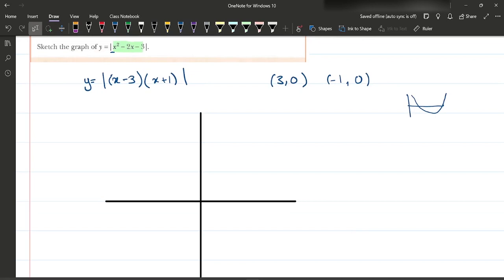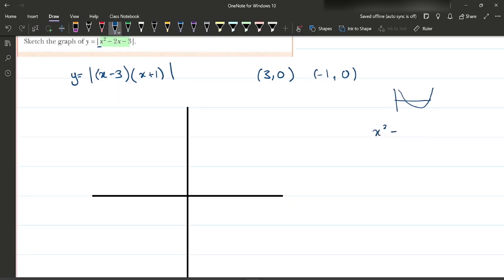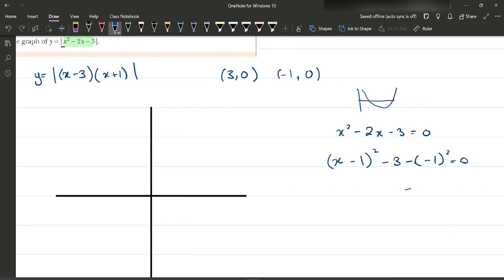So we're going to have to find the x and y coordinates by the completing the square method that we've done before. So that's x squared minus 2x minus 3, which equals 0. So that is (x minus 1) squared minus 3 minus 1 squared still equals 0. Then (x minus 1) squared minus 4 equals 0. So the vertex is going to be (1, -4).